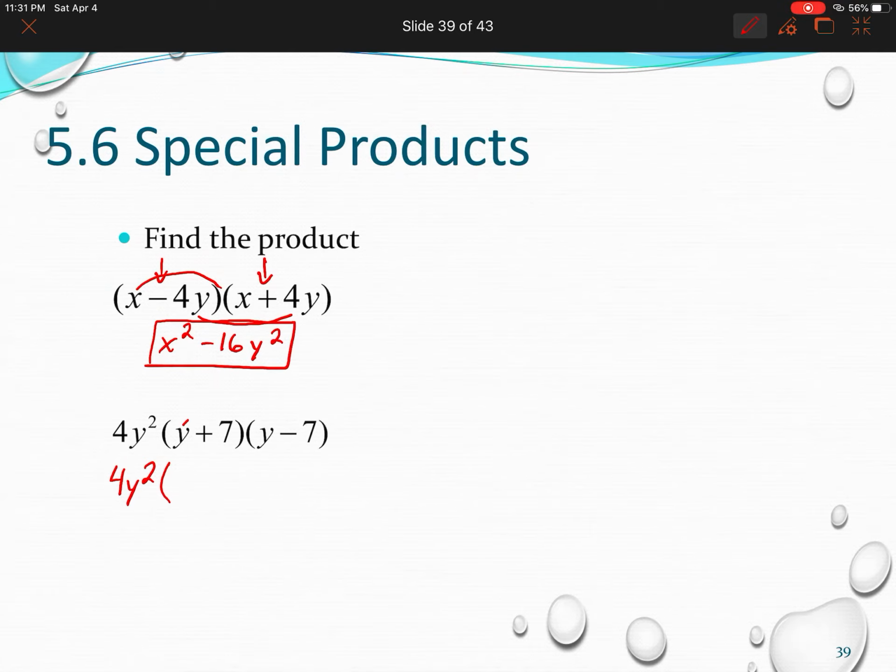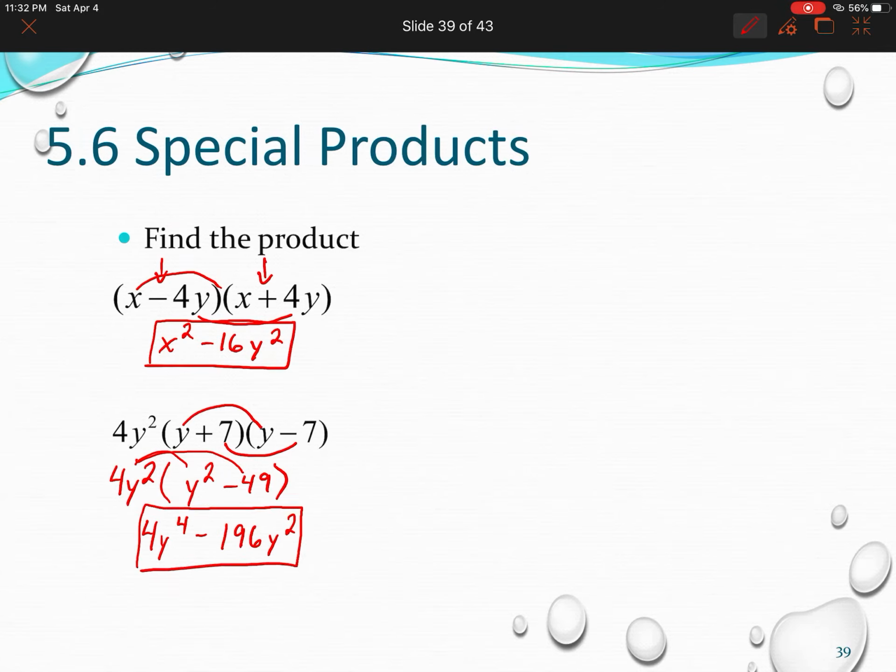Okay, so we'll multiply y times y and get y squared. We'll multiply 7 times negative 7 and get negative 49. And again, if you did the outer and inner terms, you get 7y and negative 7y, and again, they're going to cancel. But now we need to distribute this 4y squared, and so when we do, we have 4y to the 4th minus 196y squared. And so there is our final answer.